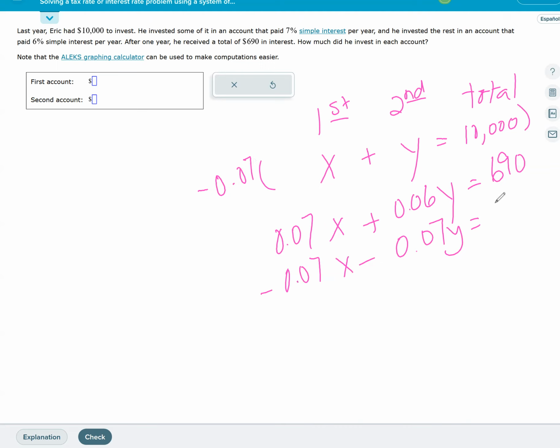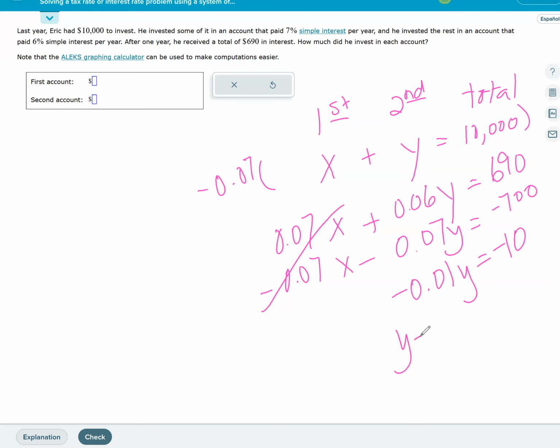This is a negative $700. Okay, so these will go to 0. This is a negative 0.01, so 1%, and 690 minus 700 is a negative 10. And then we divide that by a negative 100th, and we get $1,000.